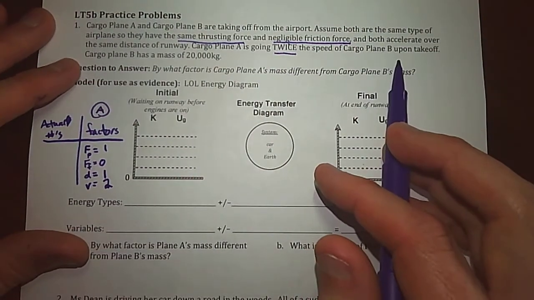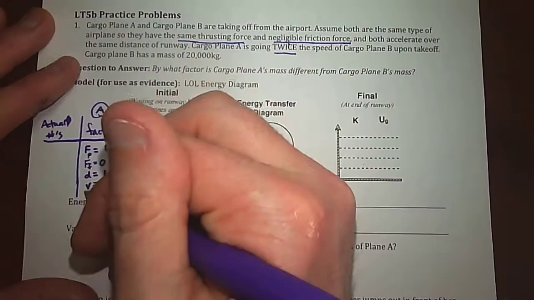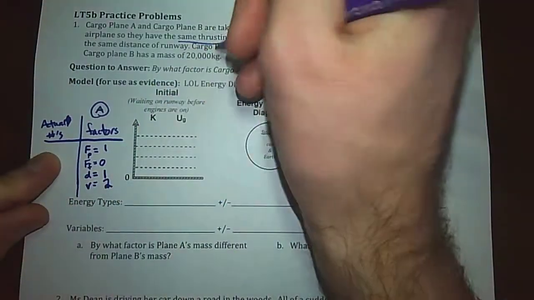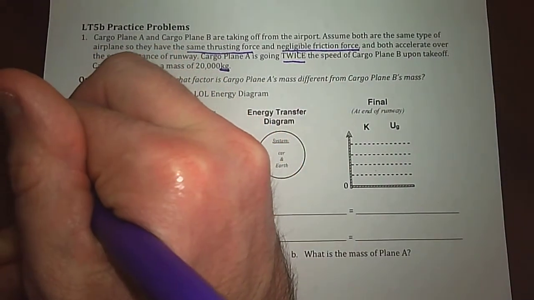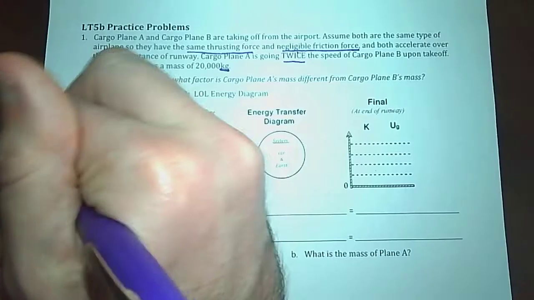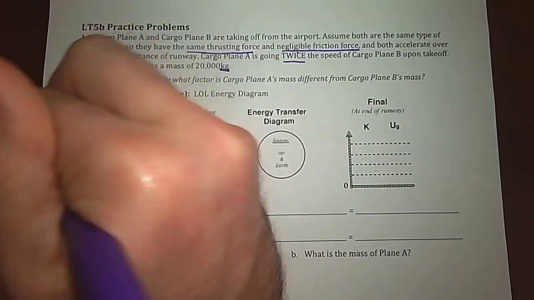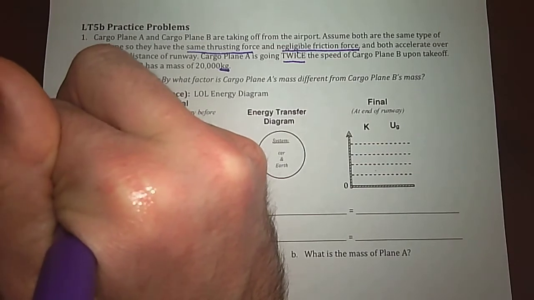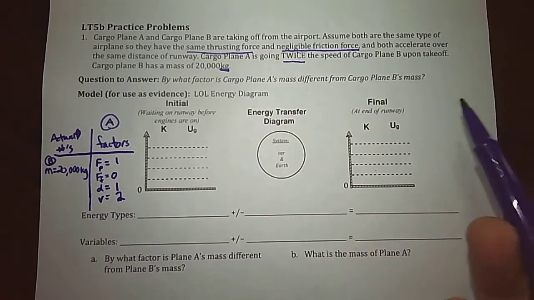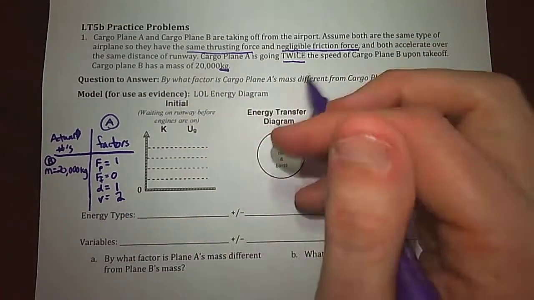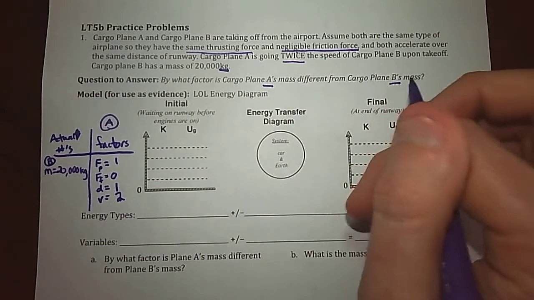So it says cargo plane B has a mass of 20,000 kilograms. I know that I've been putting everything into this factor column, but notice that there's a unit behind it. This is an actual number, so I have to say the actual mass of cargo plane B, so I'm going to highlight that here, is 20,000 kilograms. Okay. So then, what am I even solving for here? Oh, question answer. By what factor is cargo plane A's mass different from cargo plane B's mass?